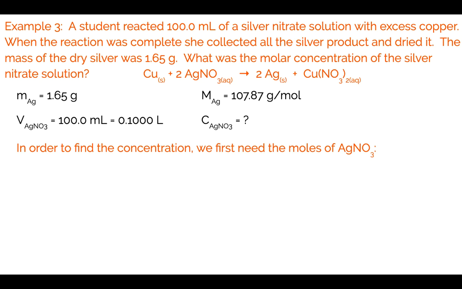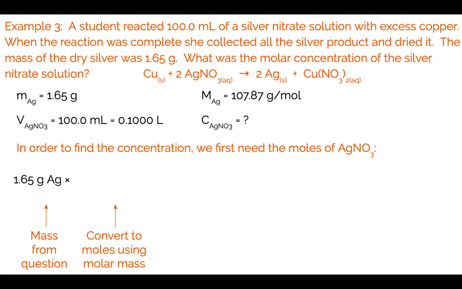So we'll do the stoichiometry. We start with the mass from the question, the 1.65 grams of silver, and we're going to convert that to moles. This time we're going to use the molar mass because we have a mass. In the previous two questions, we used the concentration because it was a solution and we were given a volume. But this time we have a mass, so we're going to use the molar mass.